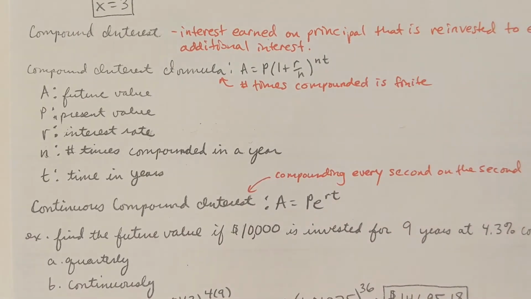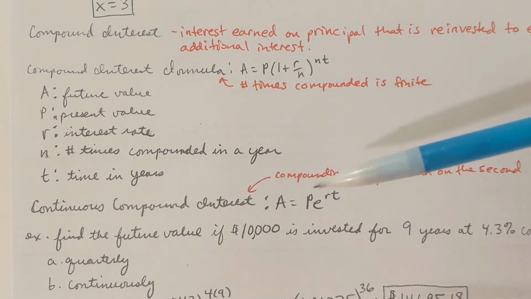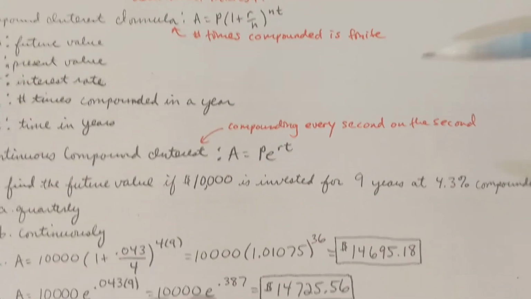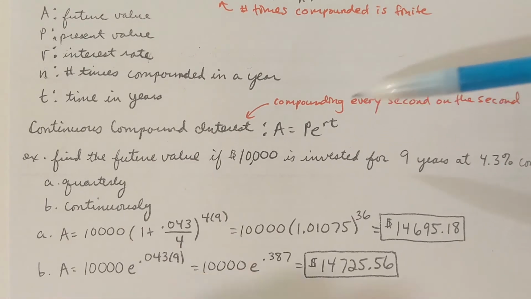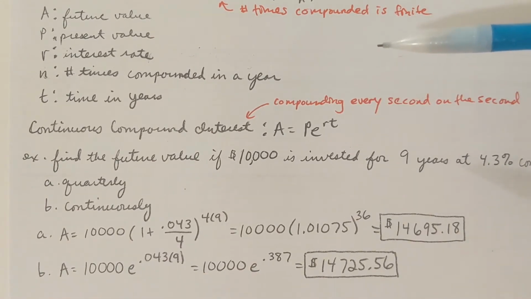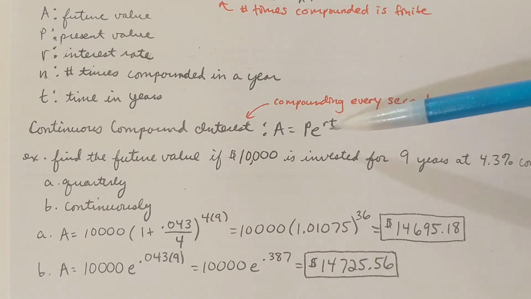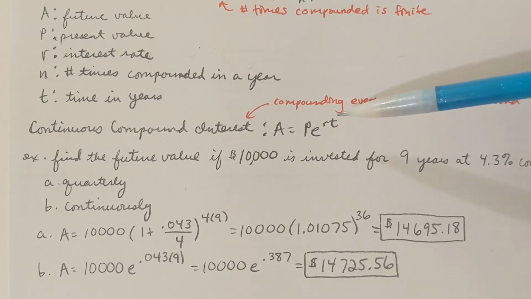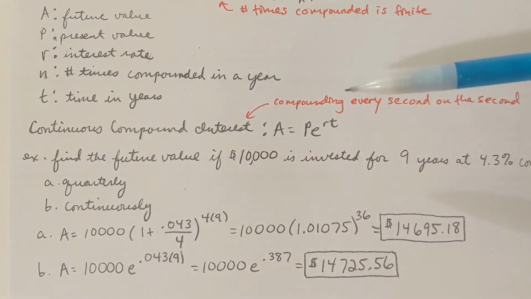Sometimes the compounding period is infinitesimally small, in which case we use continuous compound interest. And you can think of that as compounding every second on the second type thing. So when you're compounding every second, to find the future value of the loan, you take the present value times e, the number e, to the rt power. r is the interest rate, t is the time in years.